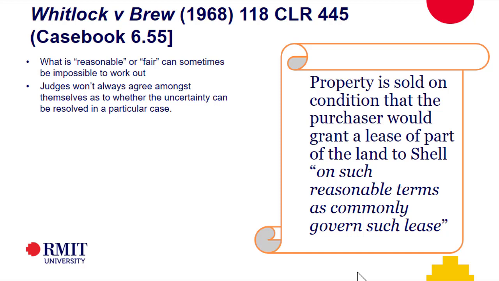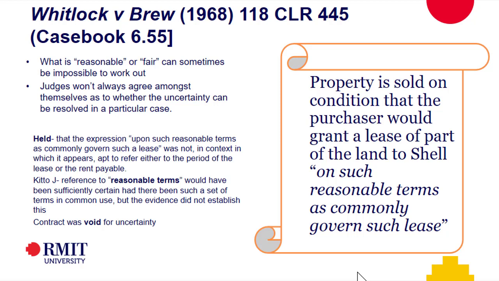So what do you think happened in this case? Has anybody had a look at it? So in this particular case, the court came back and said, well, we don't know what would be reasonable terms commonly governing this lease. There was no evidence that was able to be presented as to what those terms would be. This is not a common contract. So in Hall and Bust, the court found that there was no lease.